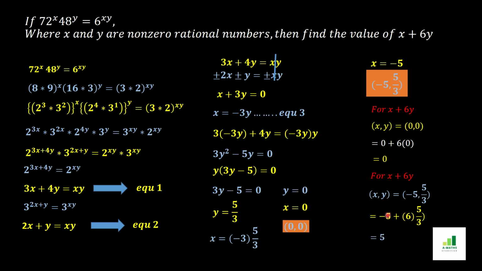So here we get two values for this expression. First, when we put 0 comma 0, we get the value of this expression as 0, and second, when we put the values of x and y as minus 5 comma 5 over 3, we get the value of this expression as 5.